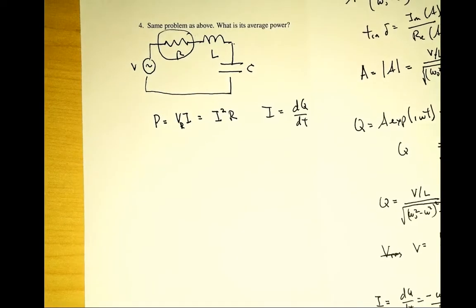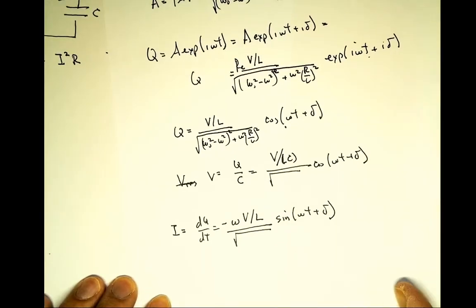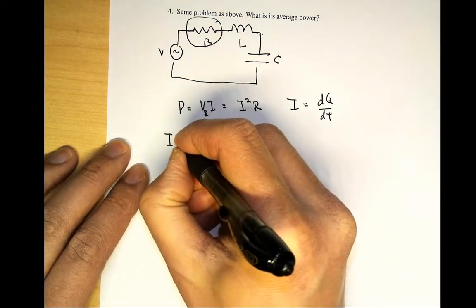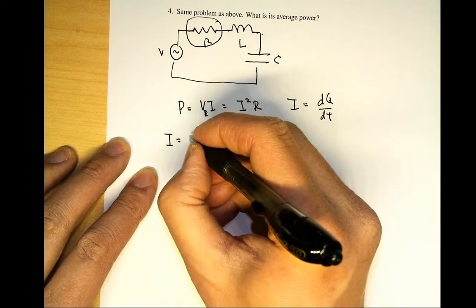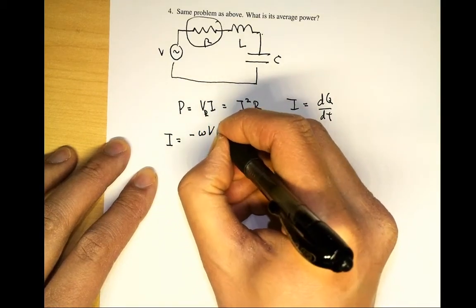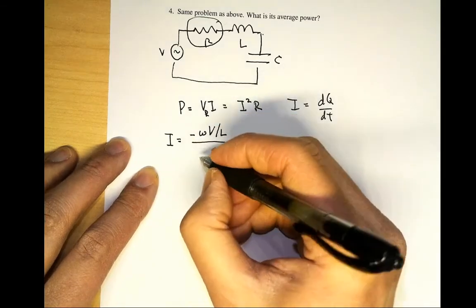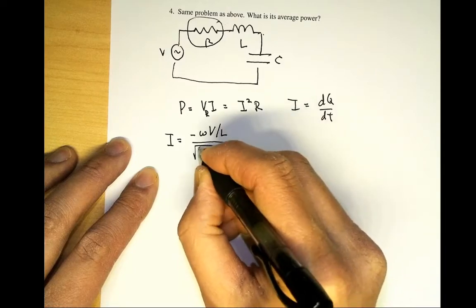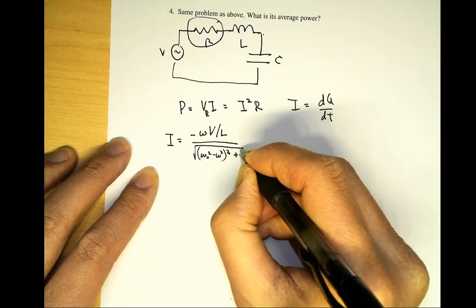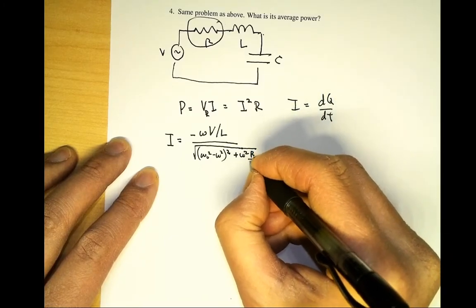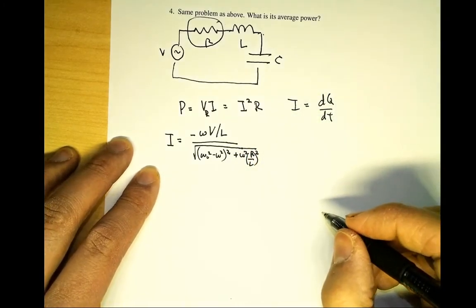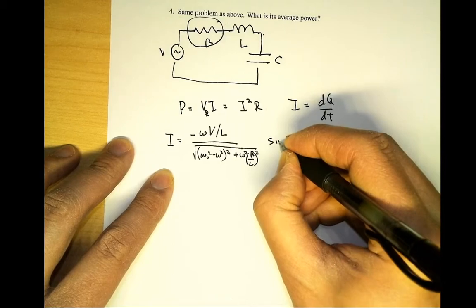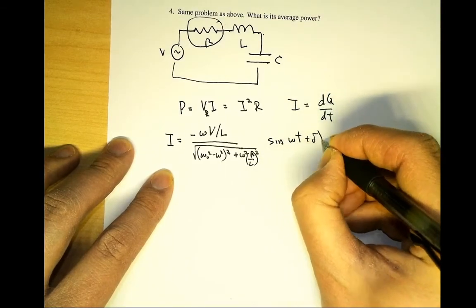This was something funny looking, so let's go ahead and copy that down. In that case, I is going to be equal to minus omega V over L, divided by, now I'm going to write out that square root part, the square root of omega 0 squared minus omega squared, entire thing squared, plus omega squared R over L squared. And then that is going to have a sine of omega t plus delta.